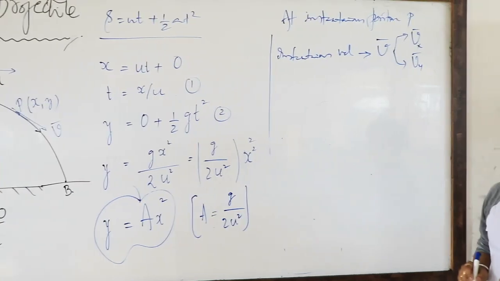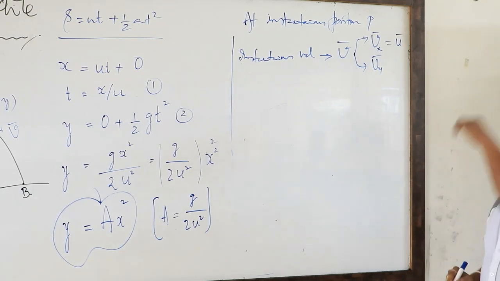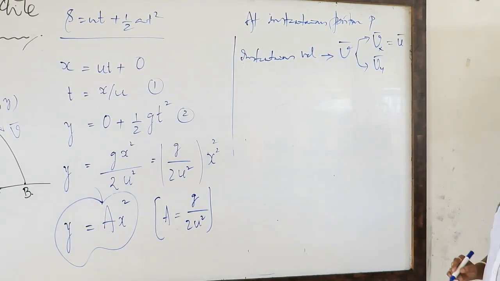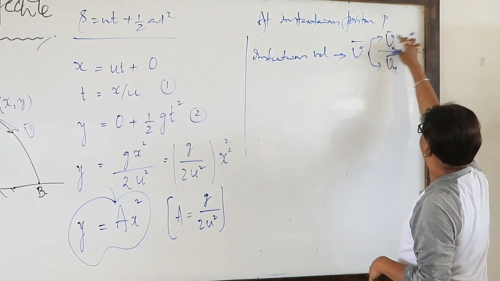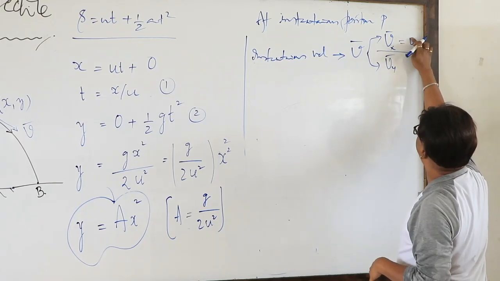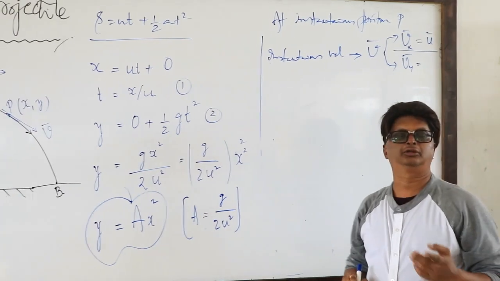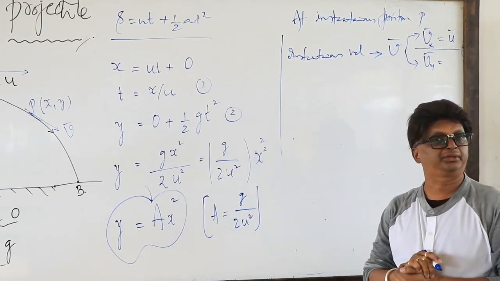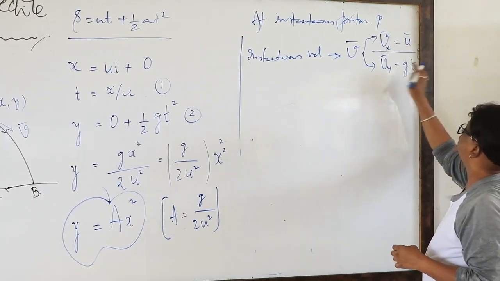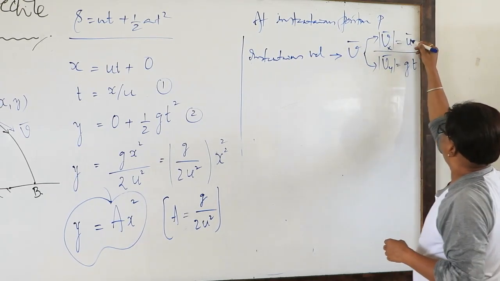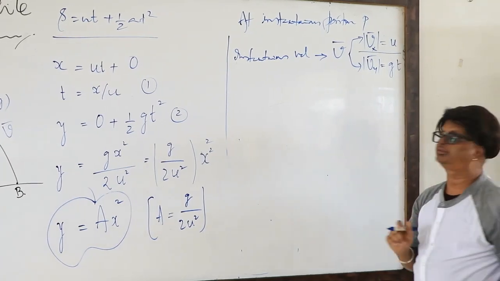Got it? Now vx bar is simply u bar, because initially all the velocity is in the horizontal direction and it is unaffected by gravity. Only the vertical velocity changes; the horizontal stays the same. So vx bar is equal to u bar. What is vy bar? Initially the vertical component was 0. After t seconds, v = u + at gives gt. Writing the magnitudes, vx is equal to u, vy is equal to gt, and they are perpendicular.